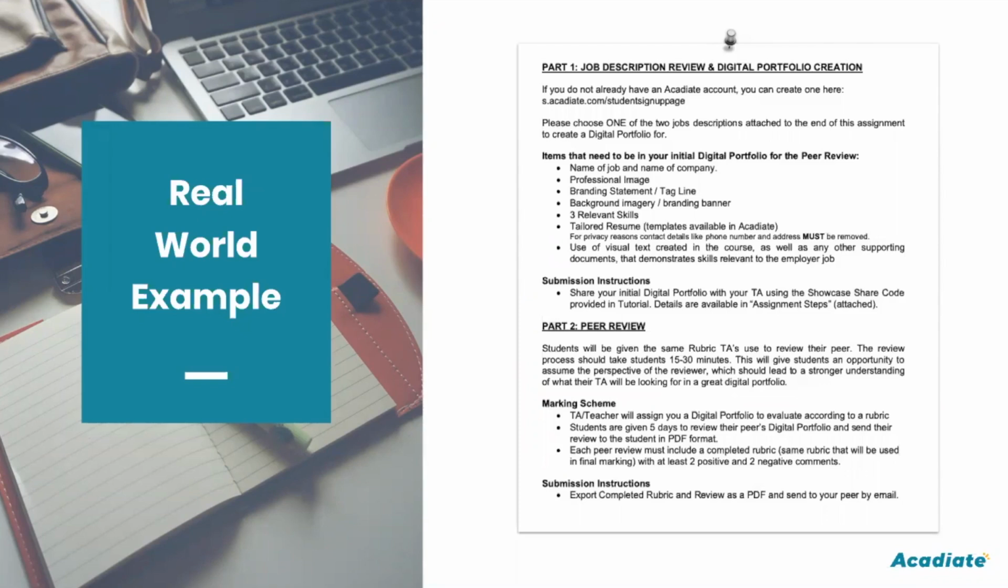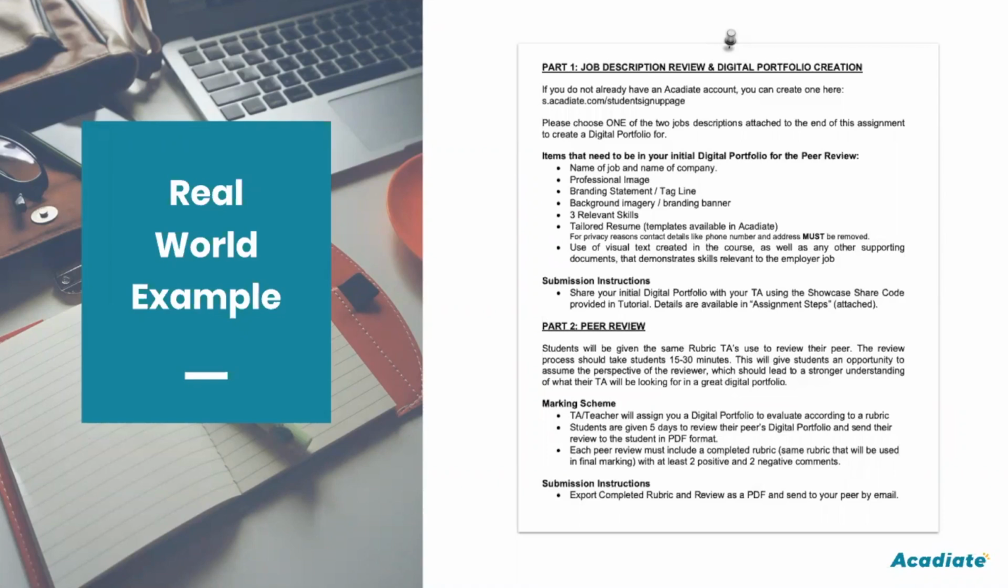And you can see here in this initial digital portfolio, they're looking for a name and the job and name of a company, a professional image, branding statement and tagline, background imagery or branding banner. They're looking for 3 relevant skills, a tailored resume, and they also are asking for a visual text, which is one of the assignments that's in their course.